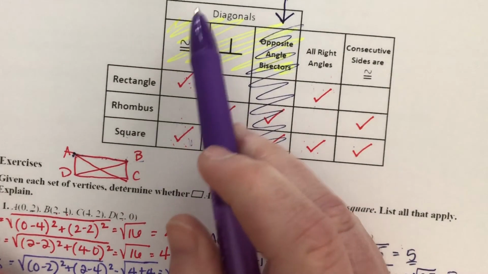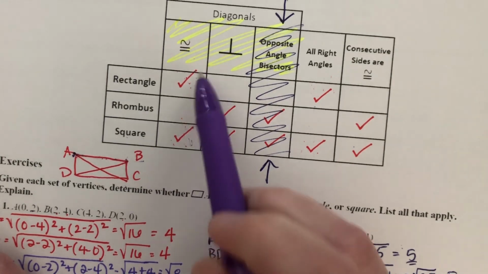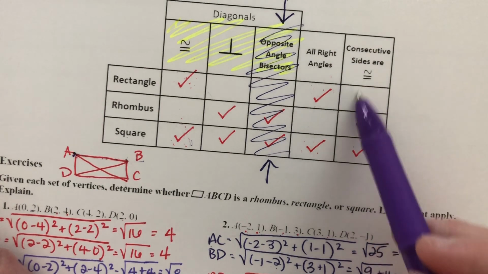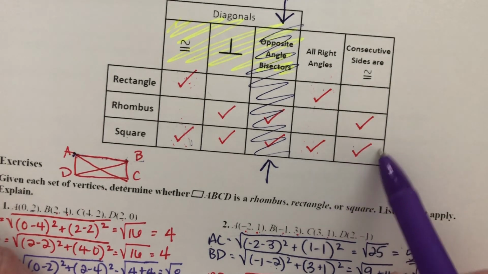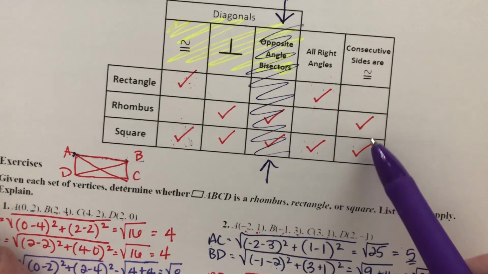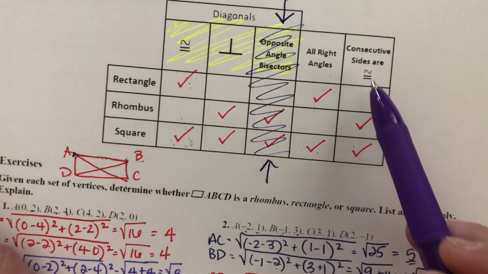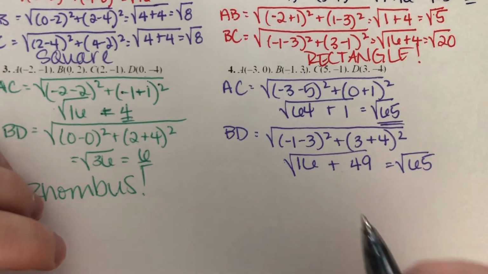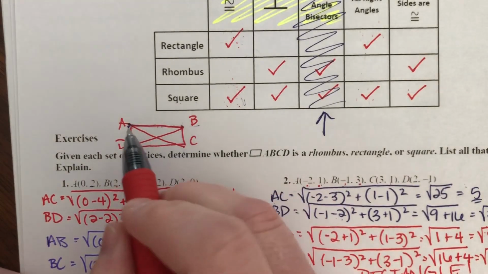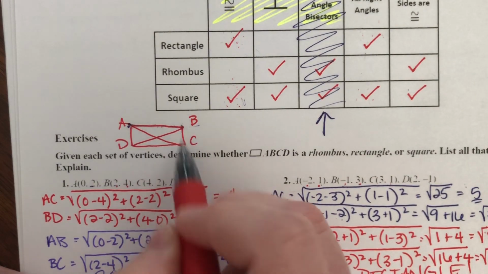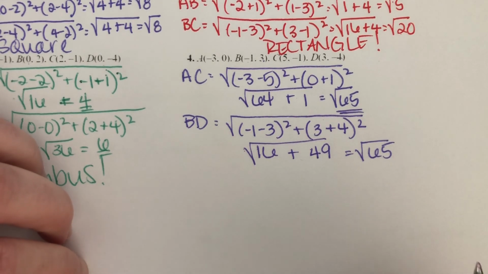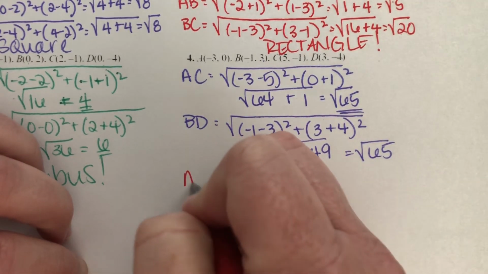So I know if the diagonals are congruent, I'm looking at either a rectangle or a square. So then I want to go over here and see what this column says. If it proves to be true, if the consecutive sides are congruent, I know I'm looking at a square. If the consecutive sides are not congruent, then I know I'm looking at a rectangle. So again, just like I did before, I'm going to compare the top and the side, so AB and BC. I'm going to find the length. If they're the same, then it's a square. If they're not the same, then it's a rectangle.